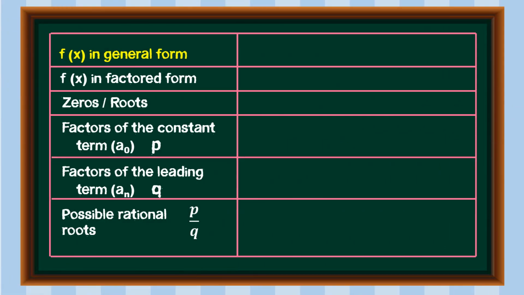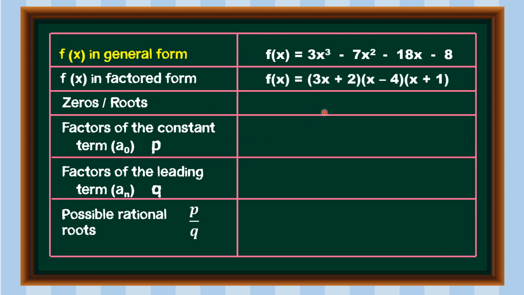Now, let us have another example. Ang f of x natin, given equation ay 3x cubed minus 7x squared minus 18x minus 8. Again, since ang ating degree ay 3 or ang pinakamataas na exponent natin ay 3, ilang factors meron tayo dapat? Tama, tatlong factors. Okay, f of x in factored form, ito yung tatlong yon, 3x plus 2, times the quantity x minus 4 times the quantity x plus 1.